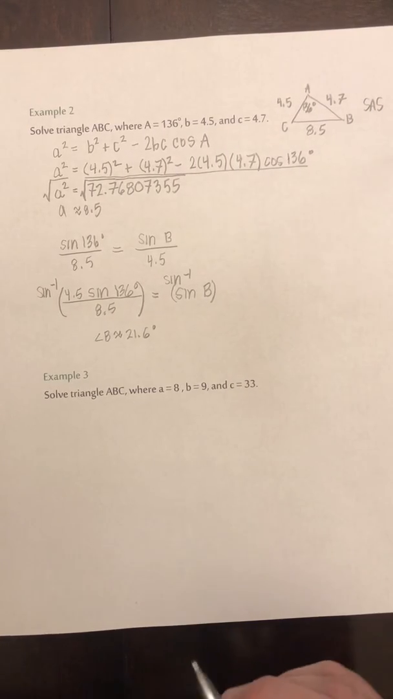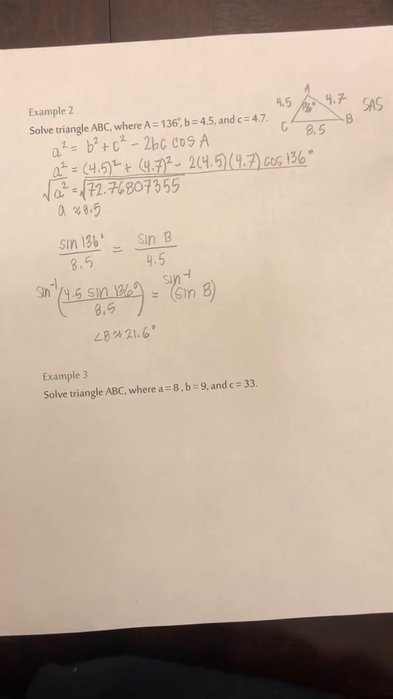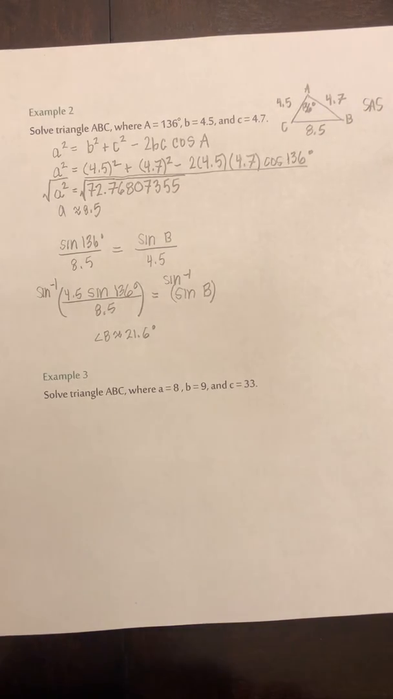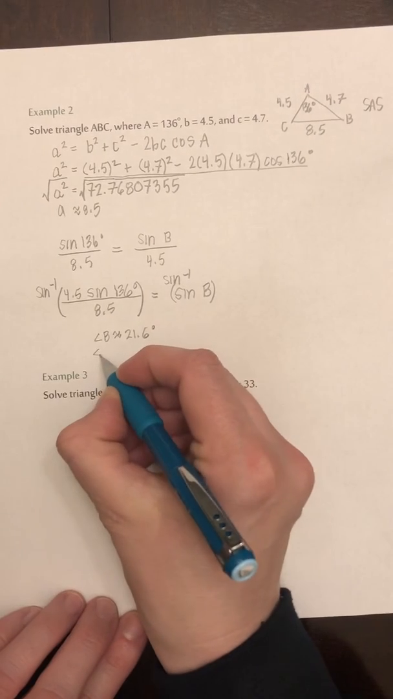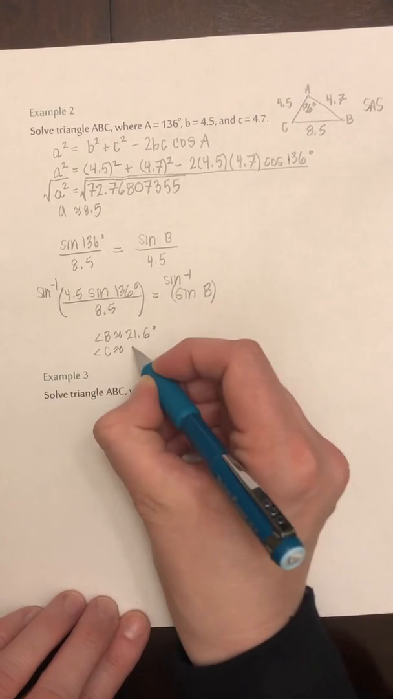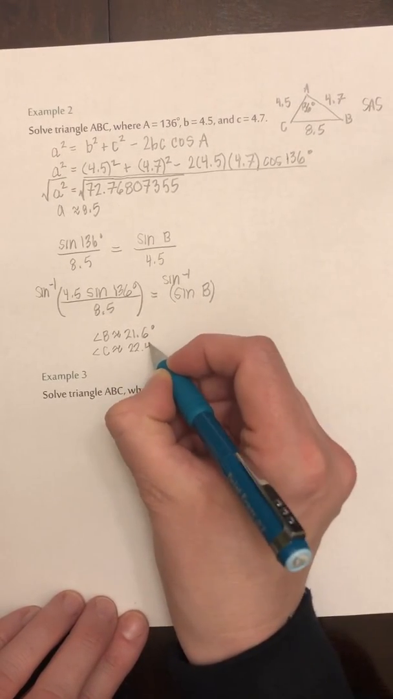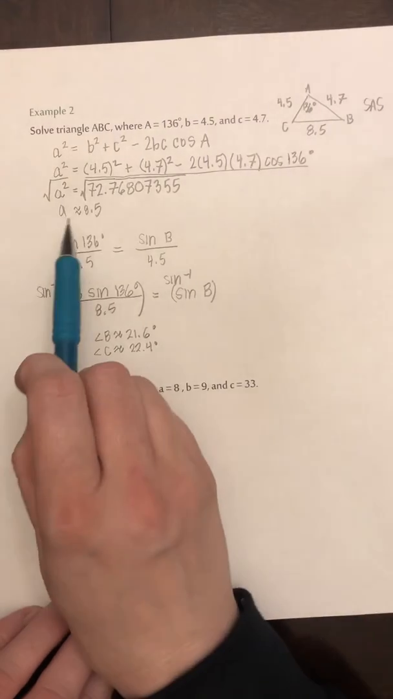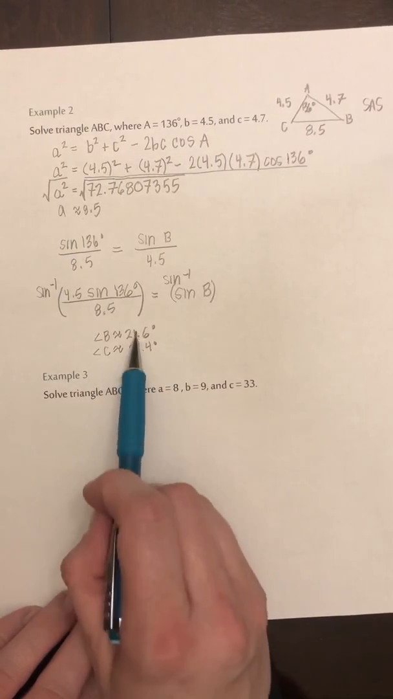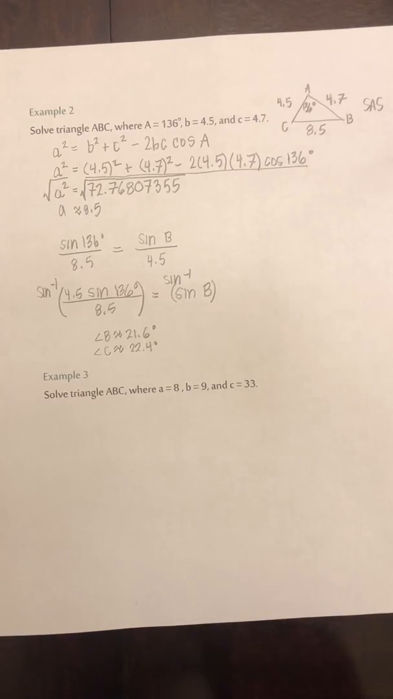So the last thing that I need is angle C. I'm going to go back to my calculator. 180 degrees in a triangle. I'm going to subtract out the 136 that we already had for angle A, and then I'm going to subtract out the 21.6 that we just got for angle B. And I'm going to find out that angle C is approximately 22.4 degrees. So we have our third missing side and our two missing angles. All right, let's keep going.